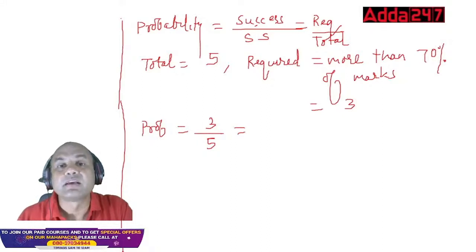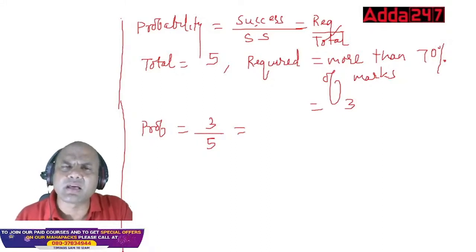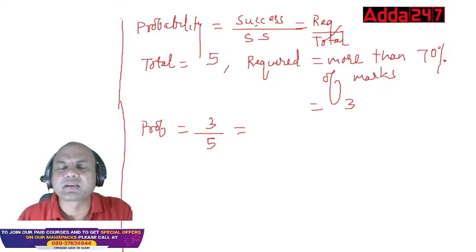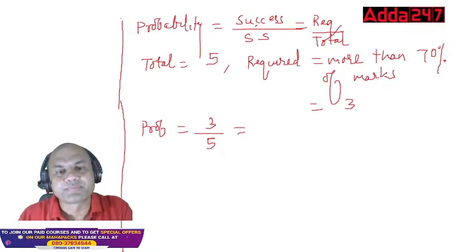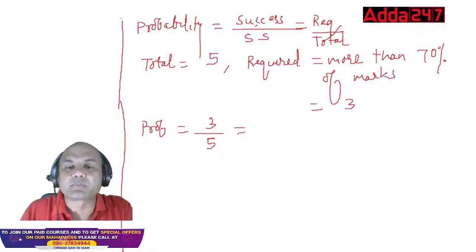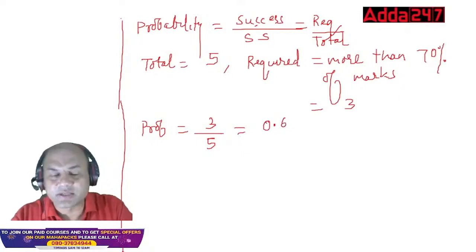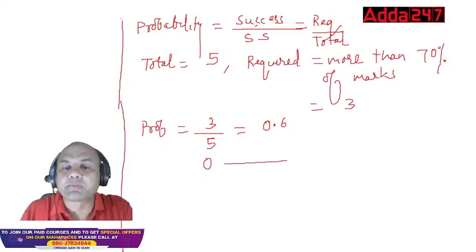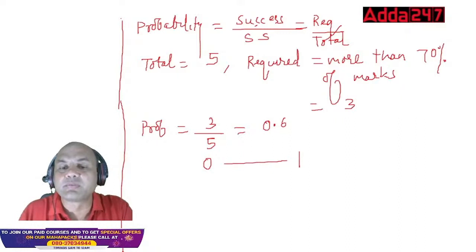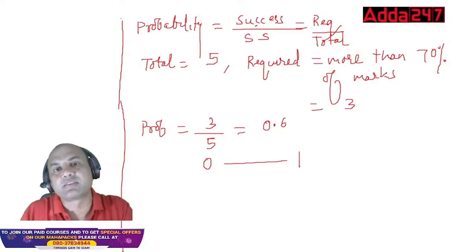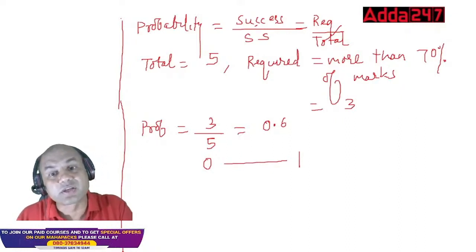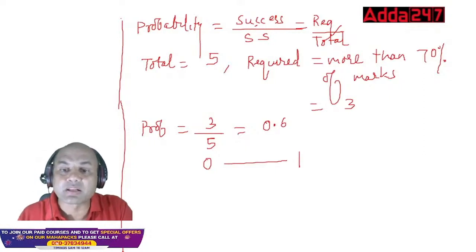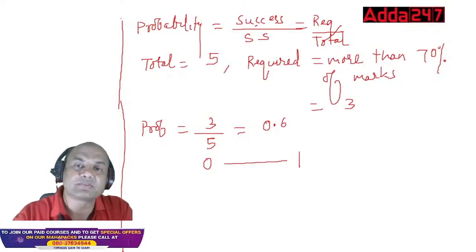In sample space, what happens? I take the entire, whatever is the gamut, whatever is the total outcomes, I'll take that. So 3 upon 5 is what? 0.6. So this is my probability, isn't it? Always remember, your probability can never be less than 0, and it can never be greater than 1. It will be between 0 and 1 only. It can be 0 also, it can be 1 also. But it can't be greater than 1, it can't be less than 0. Okay?